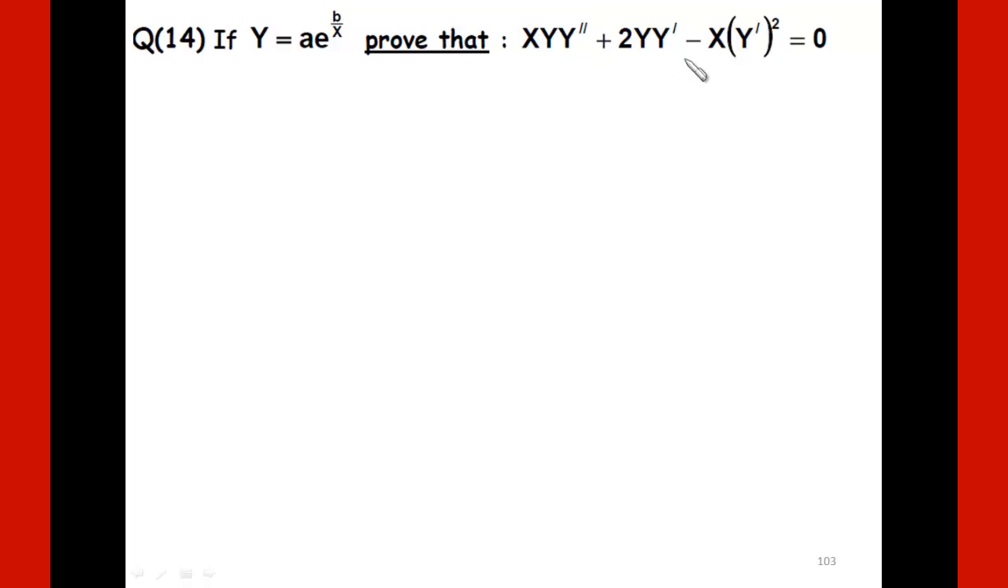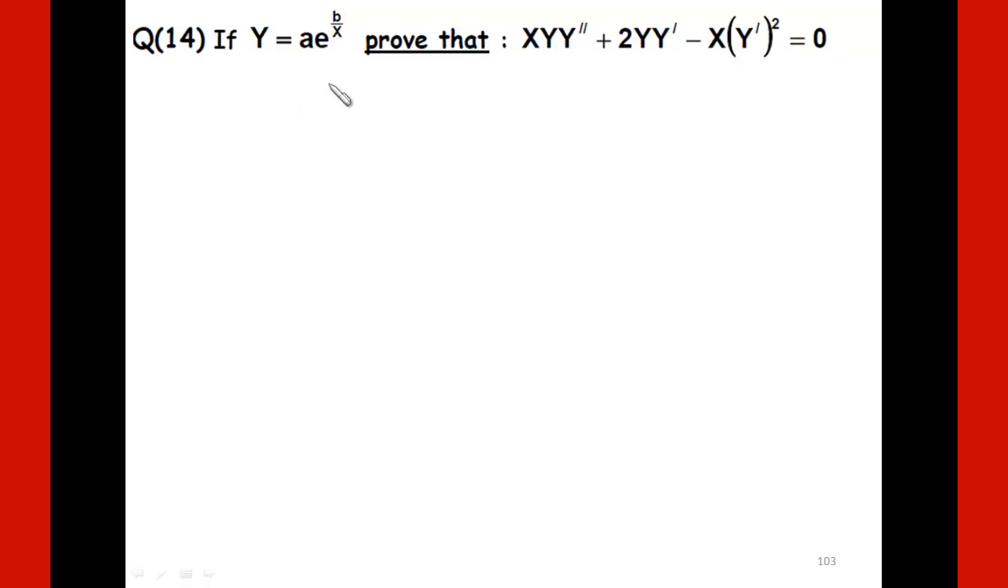Question 14. If y equals a e power b over x, prove that x y double dash plus 2y y dash minus x multiply y dash all square equals 0. We notice here we have b over x as a power of e. We have a variable on the power of e.